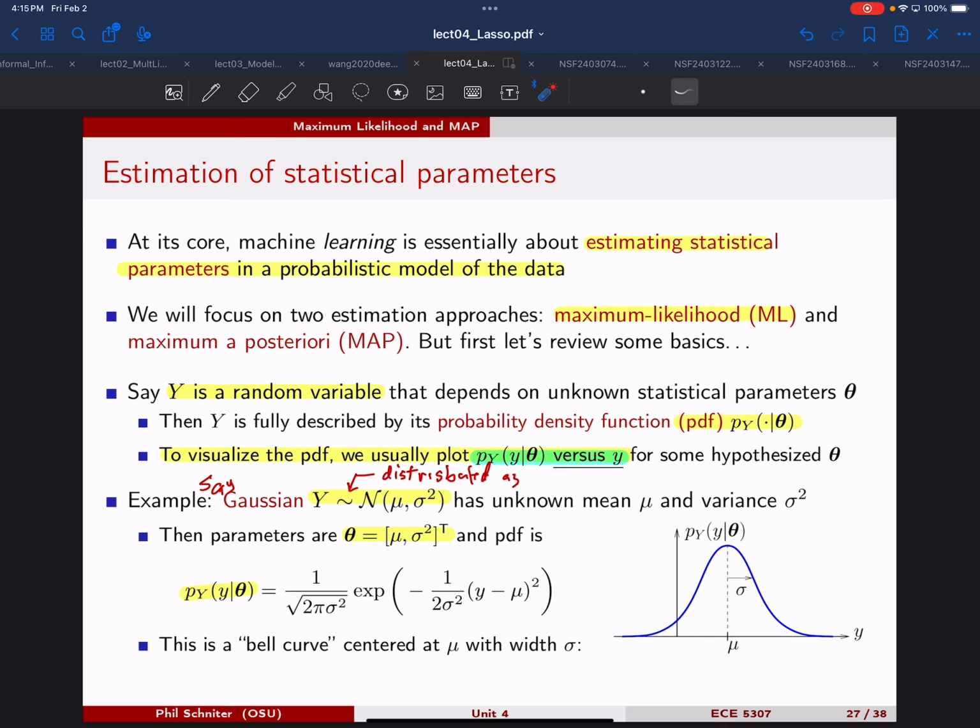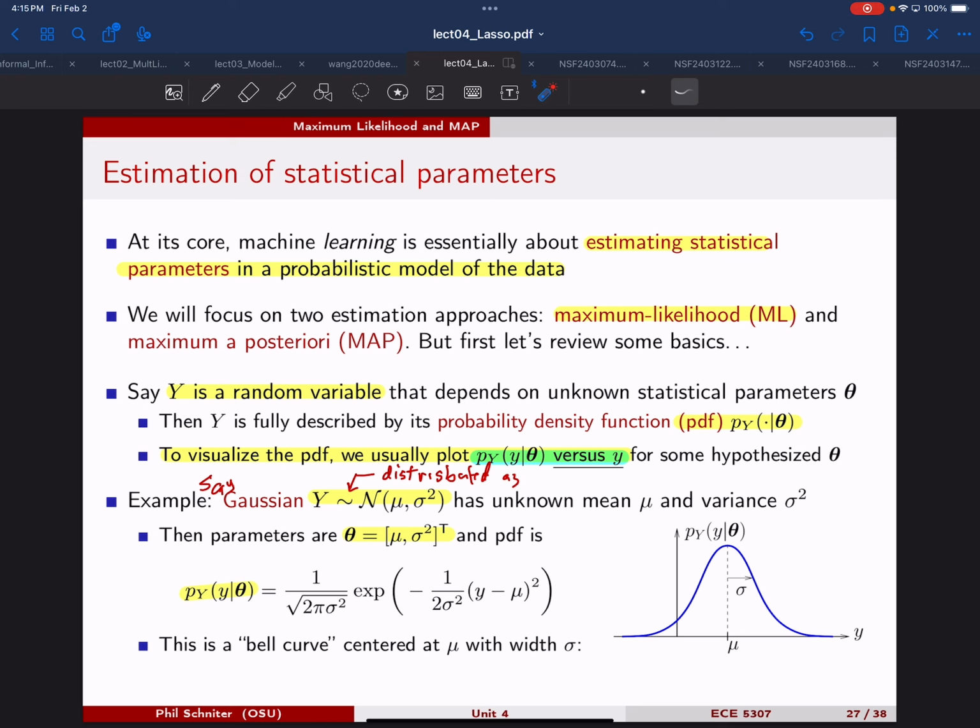Most of the interesting stuff about this particular PDF is in this part, where you can see that it's an exponentiated quadratic. What this means is that when you plot this PDF versus y, you get this bell curve type shape. The bell curve is centered at the mean mu that we're hypothesizing, and the width is proportional to the standard deviation, or the square root of the variance. This is typically how we tend to think about PDFs like this.